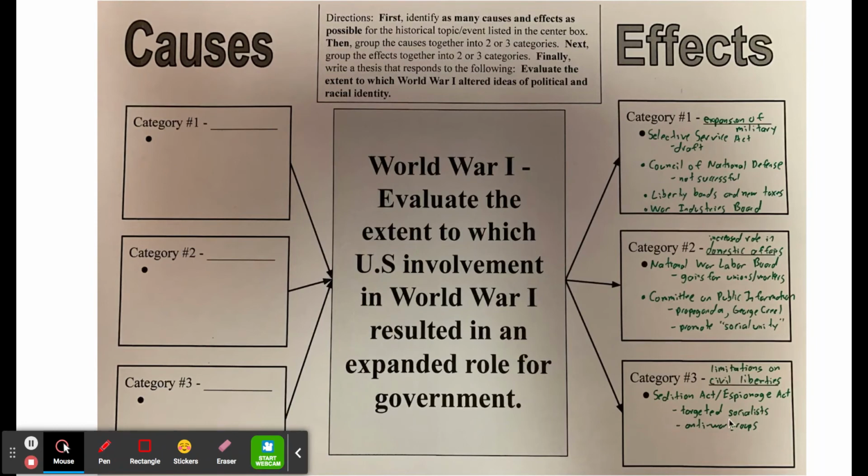And the reason these were passed was because it was a target for socialists, because socialists were opposed to this war. They were pacifists mostly. They didn't want to get involved in any kind of war. So it was targeting these anti-war groups, but particularly socialists.